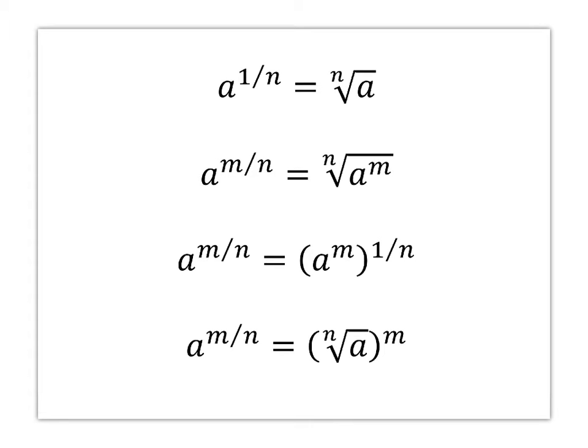So in keeping these formulas in mind, the part that's in the denominator of the exponent is the index of the radical. Again, the part that's in the denominator is the index of the radical.